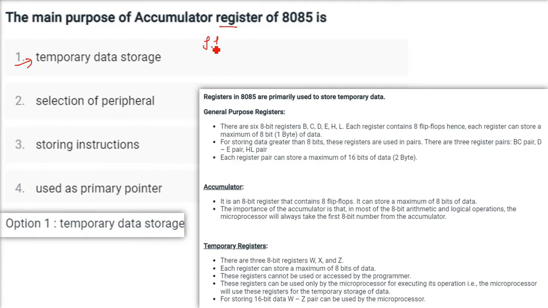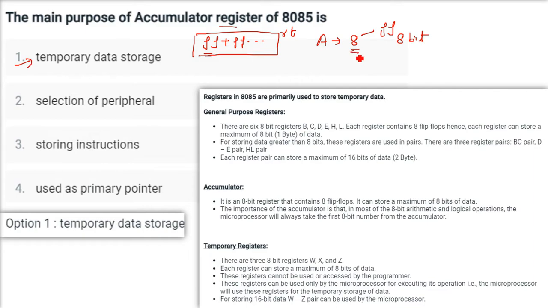So what is a register? Basically, a flip-flop is for 1 bit. You might have heard about JK flip-flop, SR flip-flop, D flip-flop, like that. When you combine the flip-flops, it gives a register. And a register is addressable memory. So the accumulator is an 8-bit register that contains 8 flip-flops. It can store a maximum of 8 bits of data.